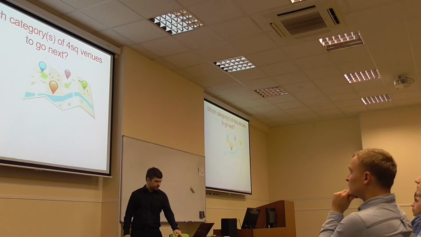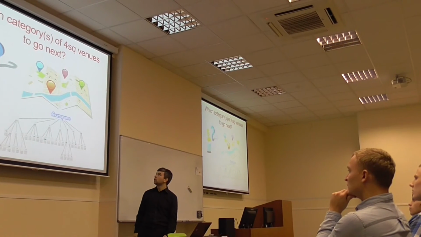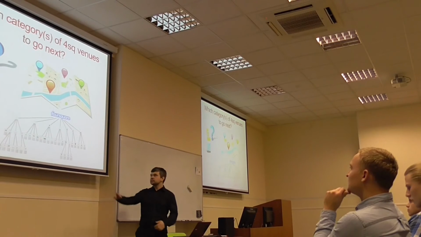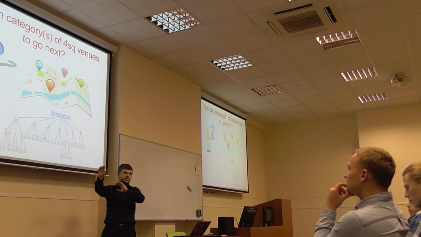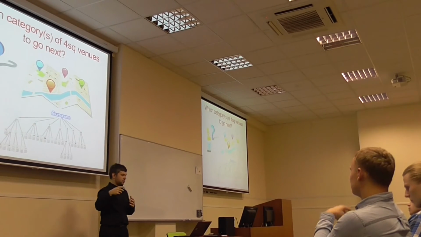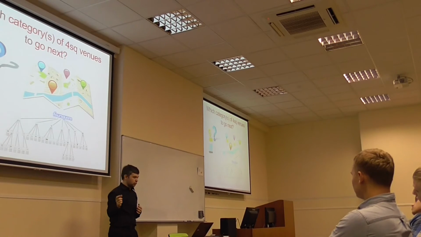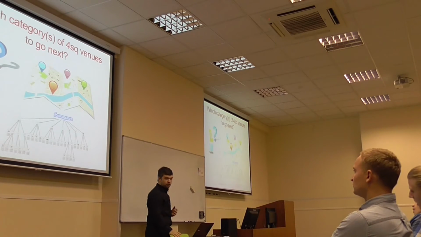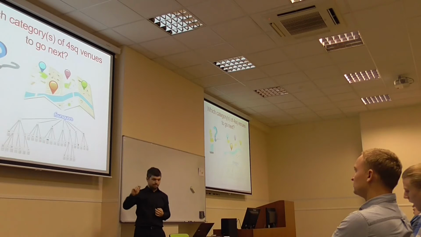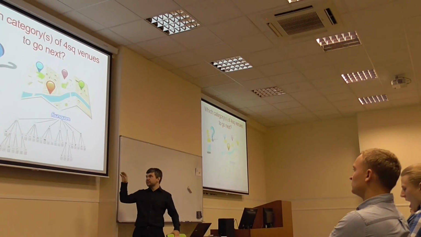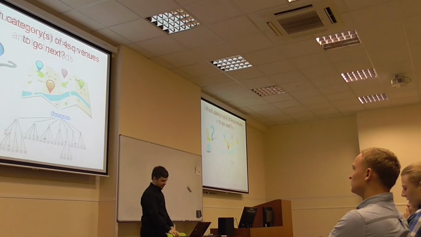So we have a user who doesn't know where to go. And he has some venue categories. He decides which of these categories he wants to go to. So what we want to do is recommend these categories to him. These categories are picked up from Foursquare.